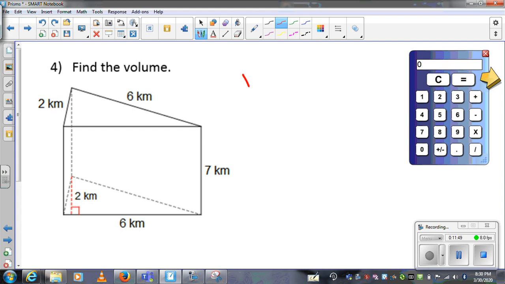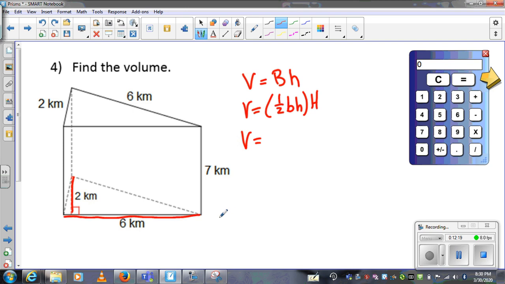All right, same thing. Big BH. Our base is a triangle, so that's 1/2 base times height times the height of the whole object. So either one of those formulas is fine. Okay, our base is our triangle down here. Your base and your height are perpendicular to each other. Perpendicular to each other is this right here. These two are perpendicular to each other. Do you see that? See the little right angle symbol? That's important. These are the two measurements that I want.